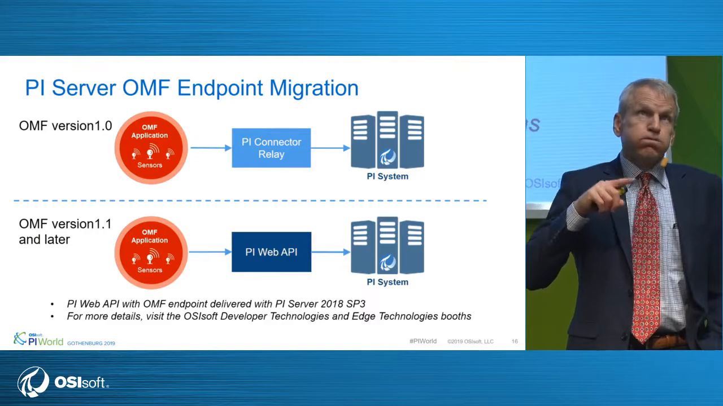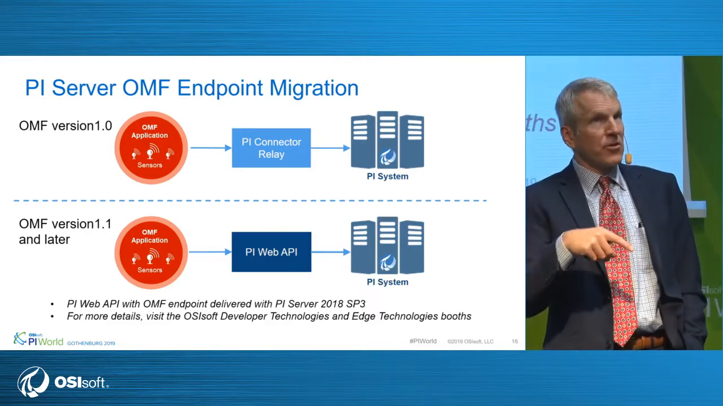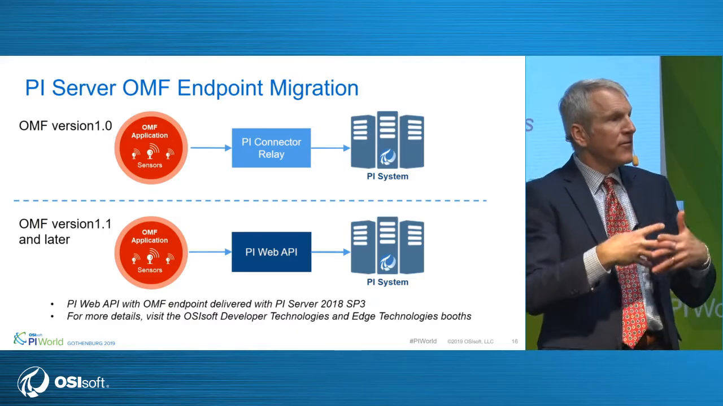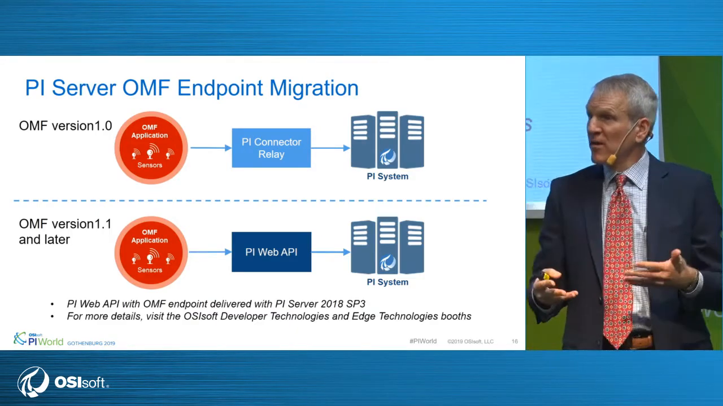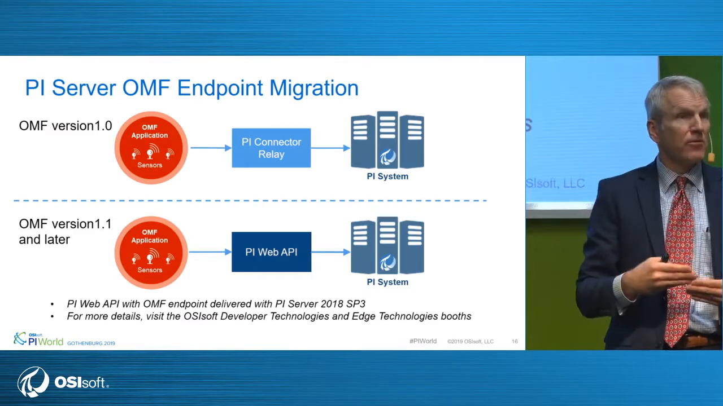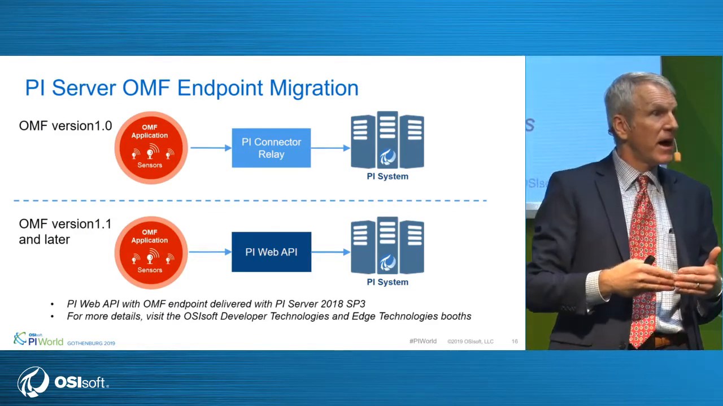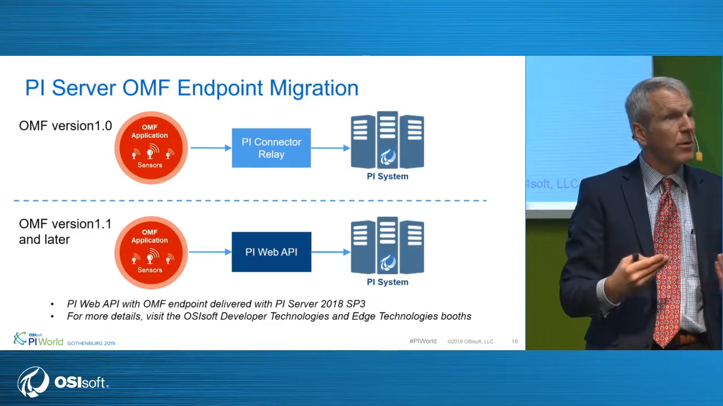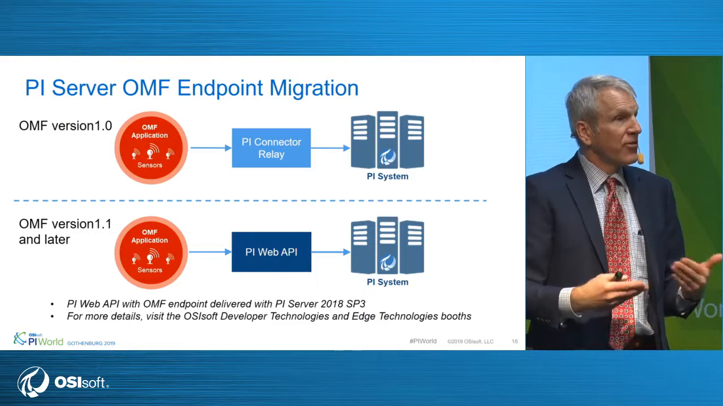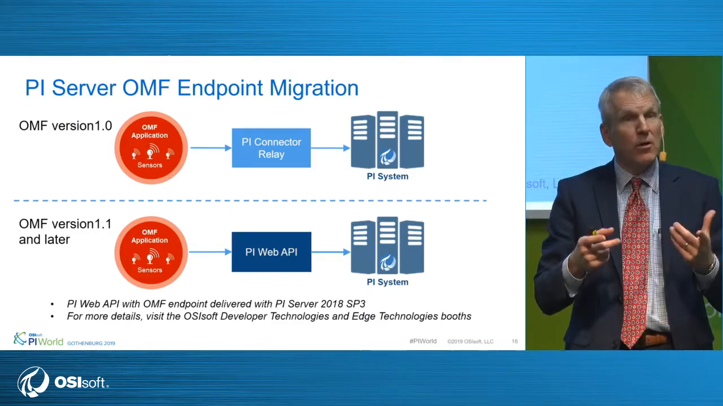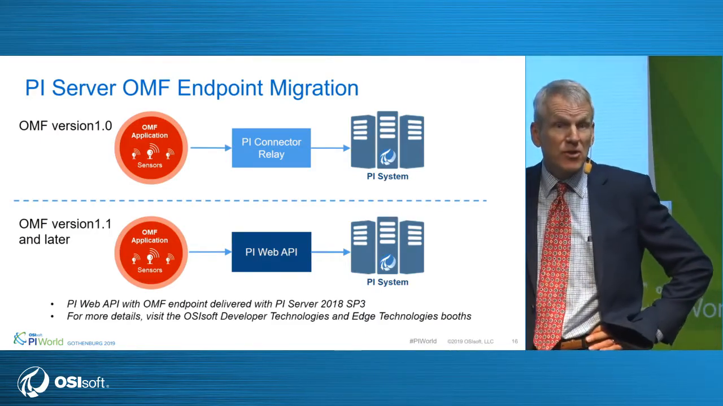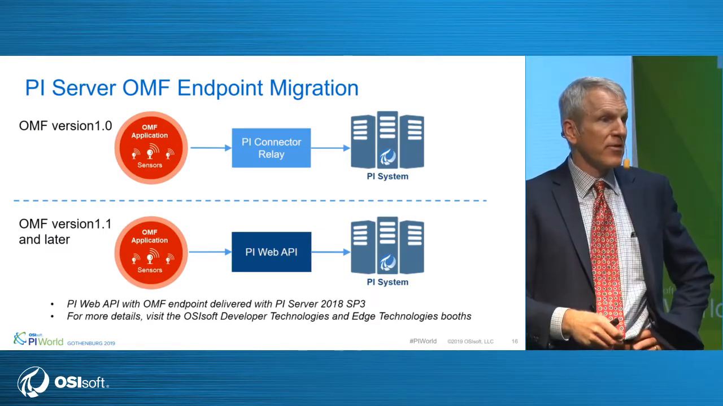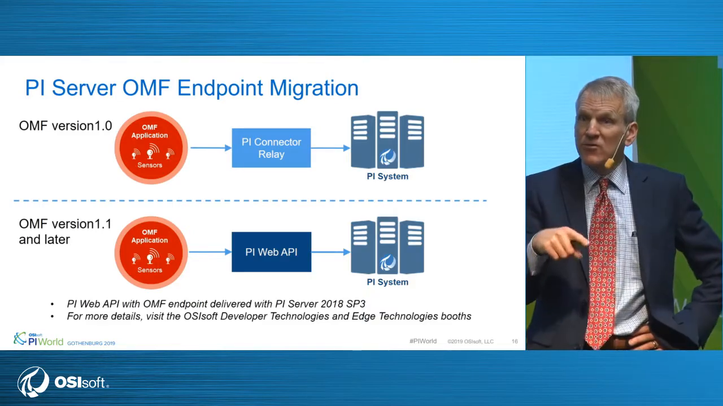So two years ago, at PI World San Francisco 2017, we announced OMF into PI. As we looked at OMF into OSIsoft Cloud Services, we thought, that's a pretty good idea. I bet PI developers, folks working with the AF SDK or the Web API, might like an easier way to build those applications. Why don't we extend that endpoint to the PI server? So we did that. At the time, we thought the best home for that OMF endpoint for the PI system was the PI Connector Relay. And so OMF 1.0, the first generation of OMF with the PI server, was implemented via the PI Connector Relay.